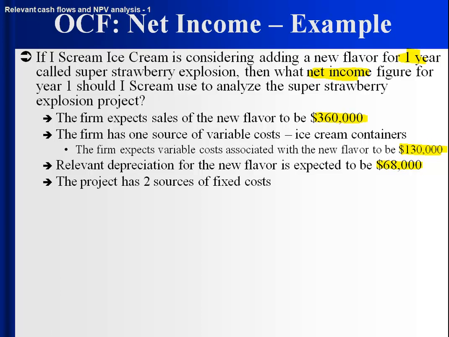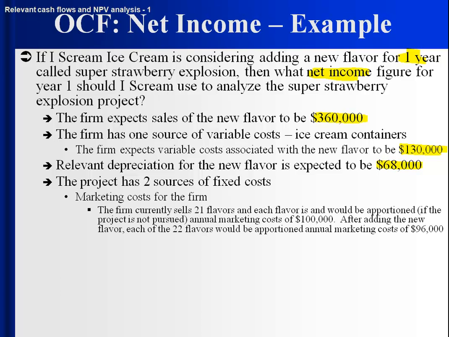Two sources of fixed costs. So remember, total costs equal fixed costs plus variable costs. So we have to figure out what's relevant for each of these components of fixed costs, add it to the variable costs, and we'll have costs for our analysis. First of all is marketing costs.